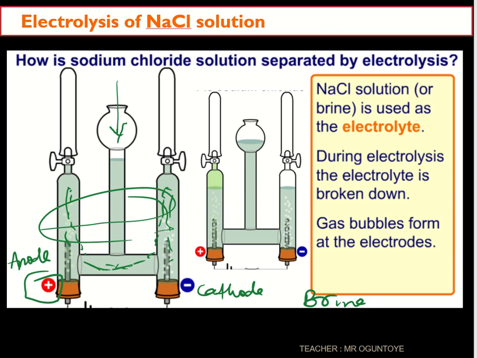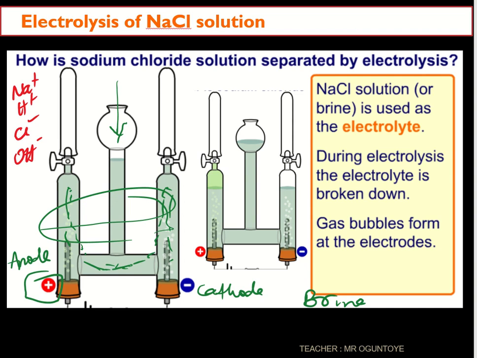So in here you would expect that migration will begin to take place. You have the positive ions in your sodium chloride migrating towards the cathode, while at the anode the negative ions will migrate towards the anode. In case you have forgotten, in the sodium chloride we have sodium plus, hydrogen plus, chloride minus, and hydroxide minus.